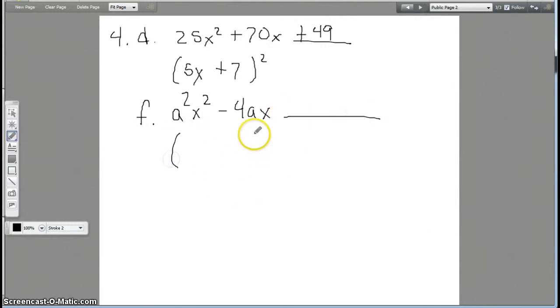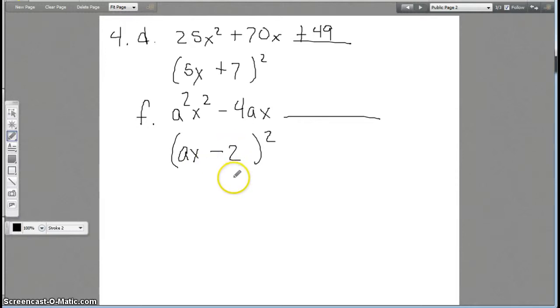So let's write this as a square. We need to take the square root of this first term. The square root of a squared x squared is ax. Now we're going to take our second term and divide it by 2. Negative 4ax divided by 2 is negative 2ax. And then we need to divide it by this first term in the parentheses. Negative 2ax divided by ax is negative 2.